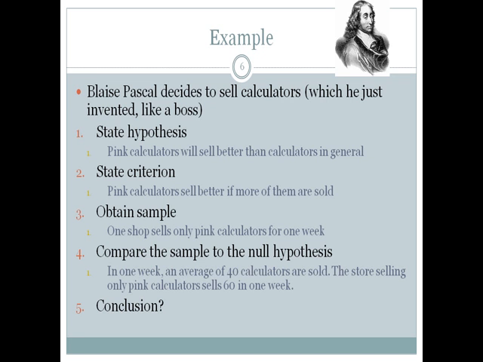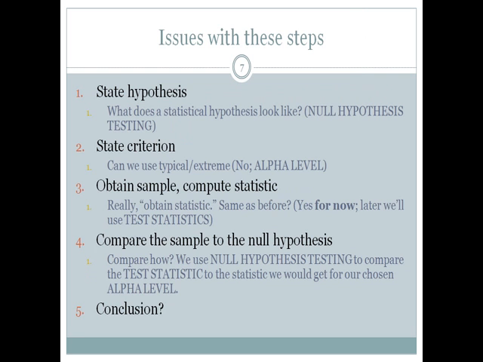So let's say that in 1 week, an average of 40 calculators are sold in general at other stores, but the store selling only pink calculators sells 60 in 1 week. What conclusion would you make based on that information? Now, this is a statistics class, and we've talked about things such as the mean and the standard deviation up to this point. Let's go through this in a little more detail.